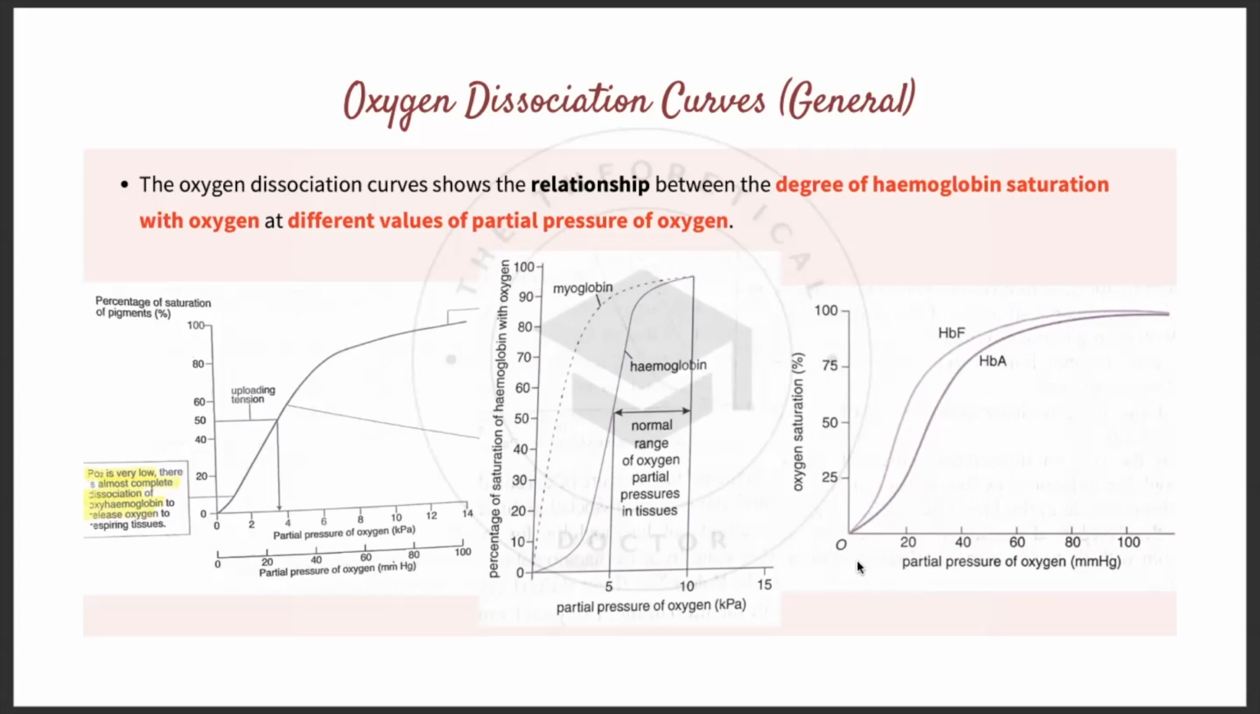So as you can see here, the partial pressure of oxygen ranges, alright? When it's at 5, 10, or 15, what is the degree of hemoglobin saturation with oxygen? As you can see over here, it's low, over here it's high, over here it's low, and then suddenly it's high. Similarly here, low, then high. So that's what the oxygen dissociation curve is about.